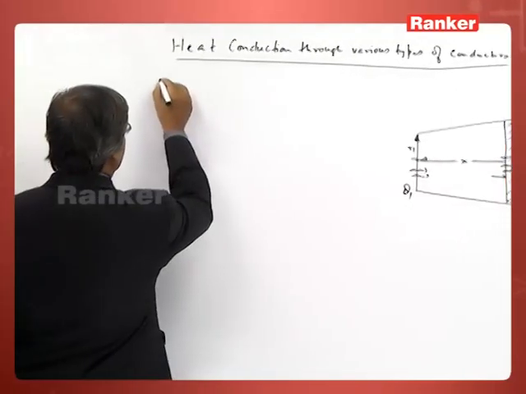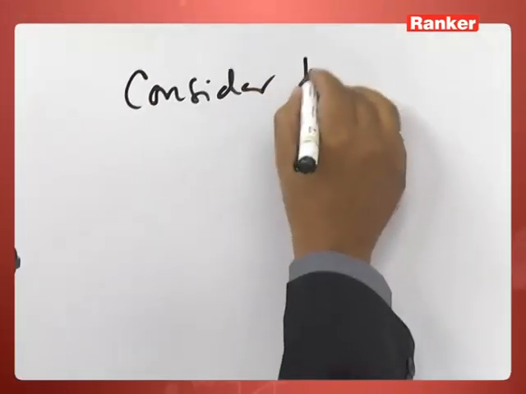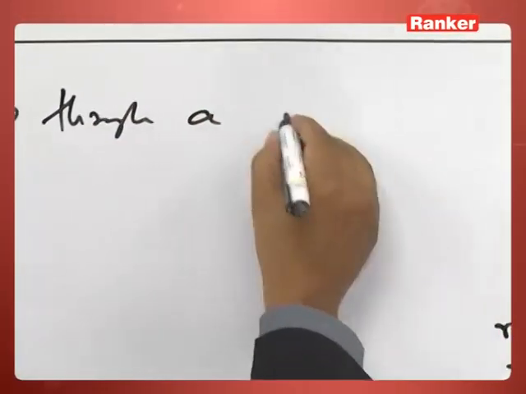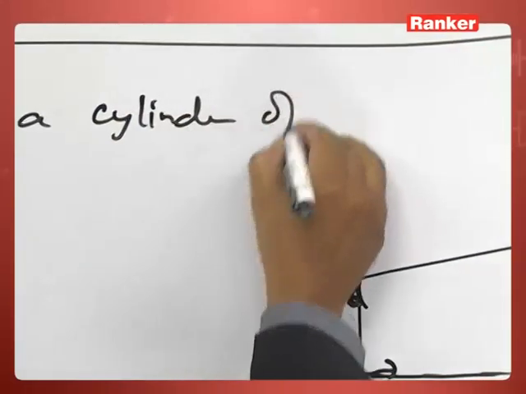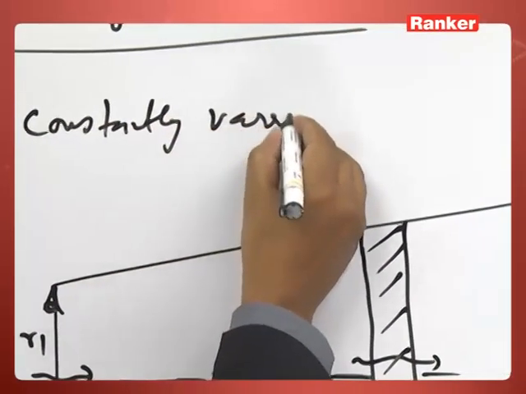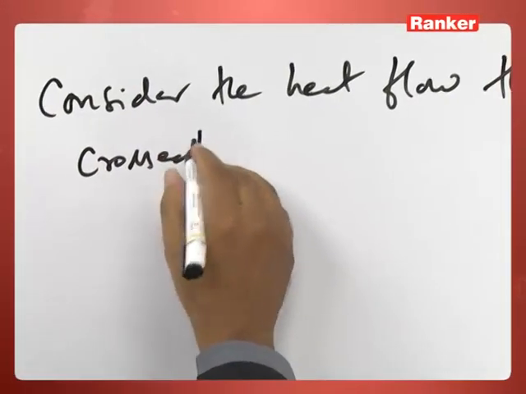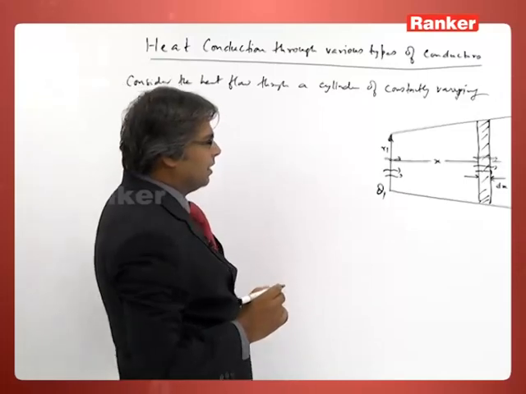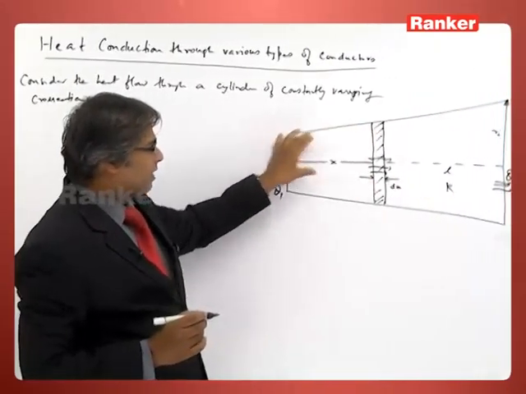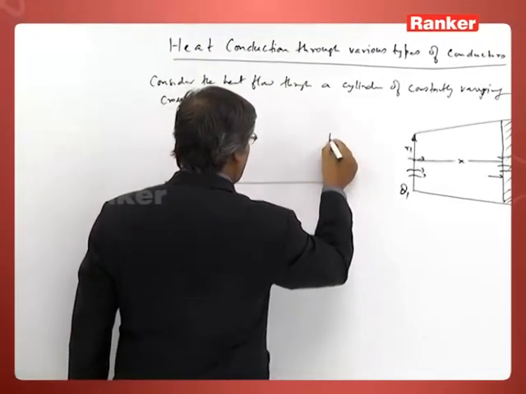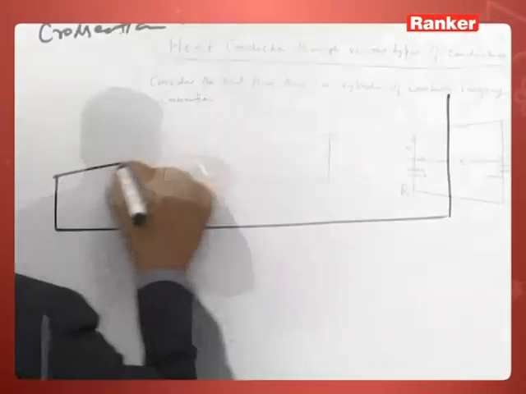So, let us write first: consider the heat flow through a cylinder of constantly varying cross section area. Now, as seen, this R1 varies to R2. So, let us see how first of all this radius varies.